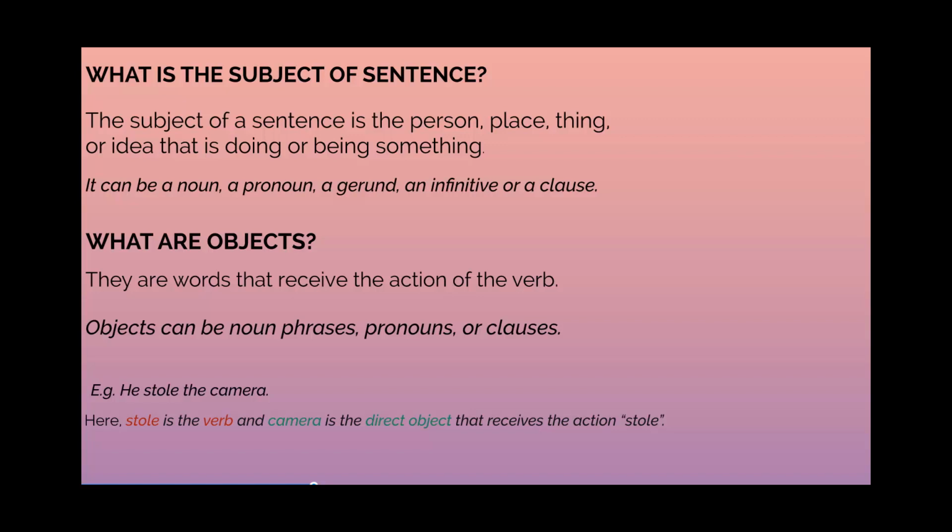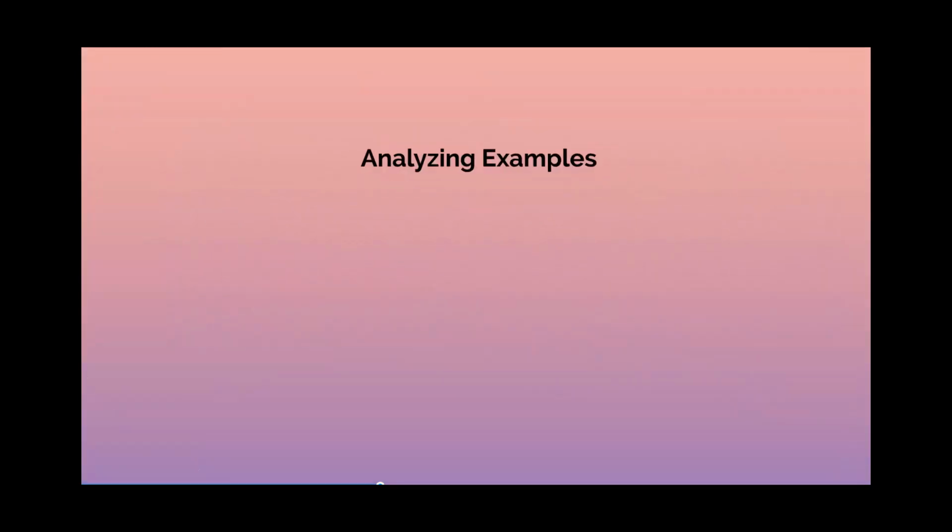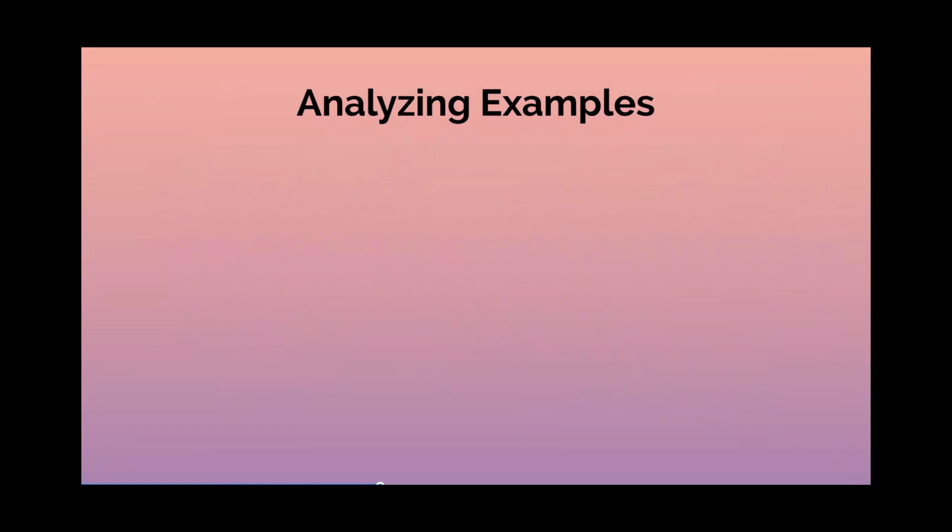Stole is the verb of the sentence as it shows the action of stealing. The camera is the direct object of the sentence as it is receiving the action of being stolen. Or we can say the action of being stolen is directly linked to the camera. Therefore, stole is a monotransitive verb as it has only one direct object, the camera. A quick tip, objects can be noun phrases, pronouns, or clauses.